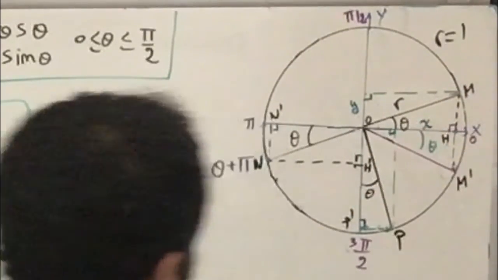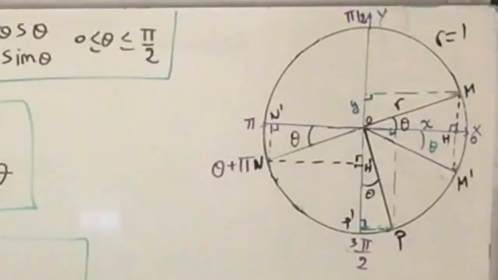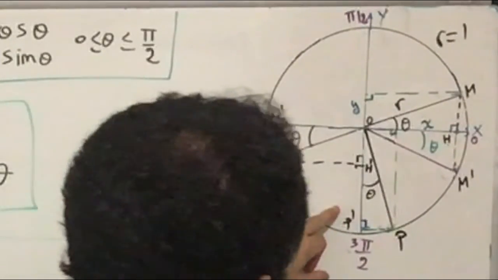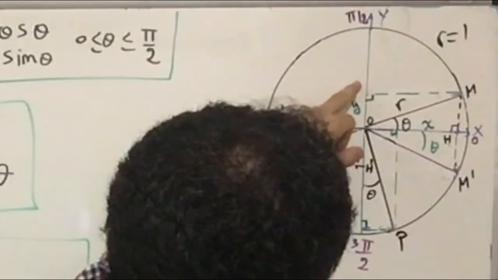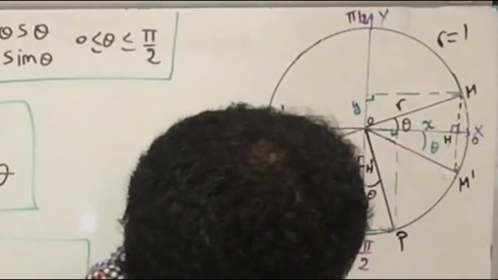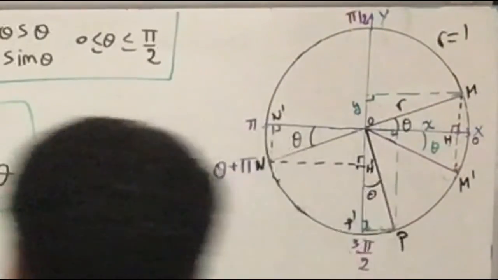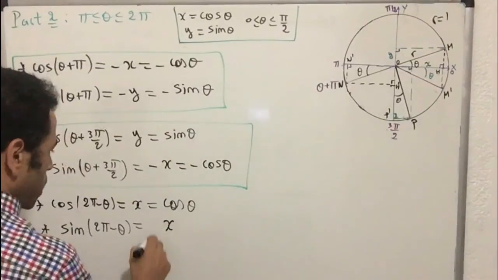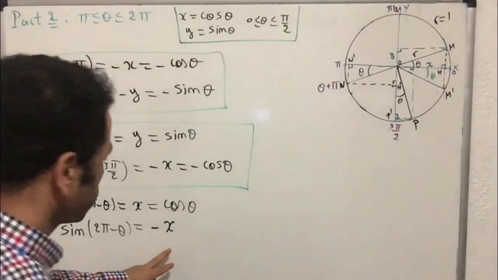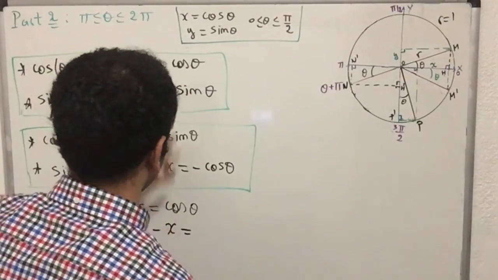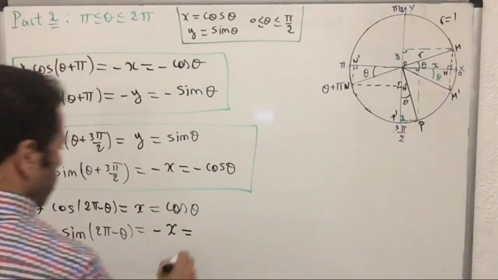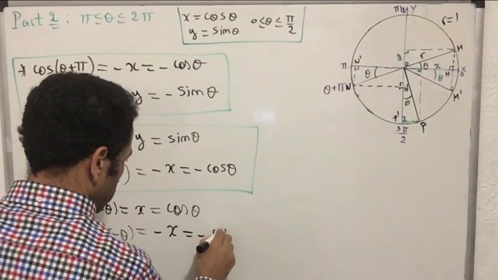So it equals x, but this OP prime is located in the negative area of this vertical axis, so it has a minus sign in front. So minus x, which equals minus cosine theta.